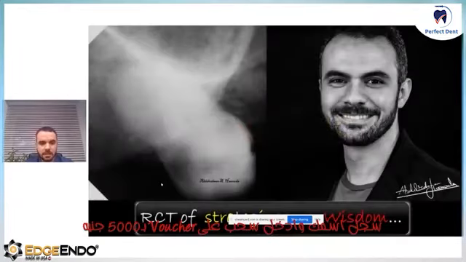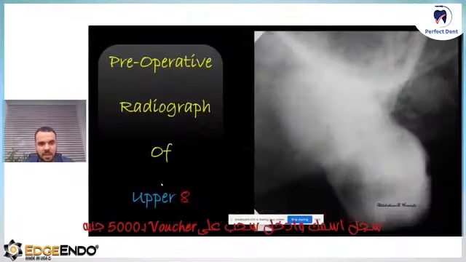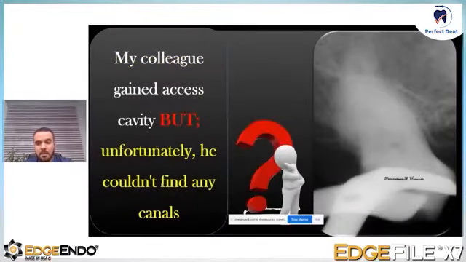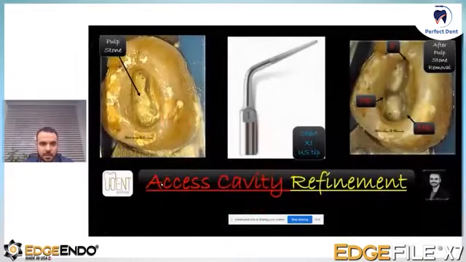Last case, upper 8, a strategic tooth. Preoperative radiograph of the upper 8, the patient referred to my clinic. The upper 8 was used as an abutment under the bridge. My colleague tried to open the access cavity, but unfortunately he couldn't find any canals, so he referred the case to me.